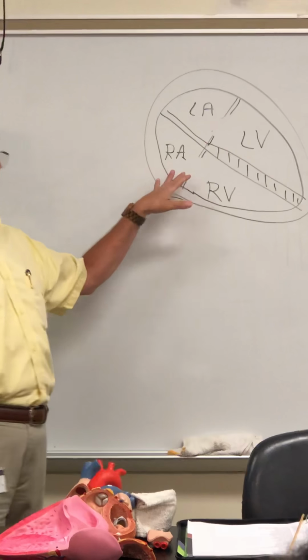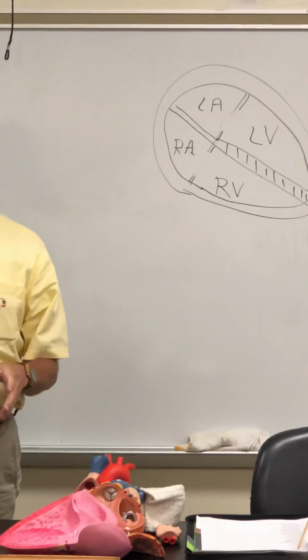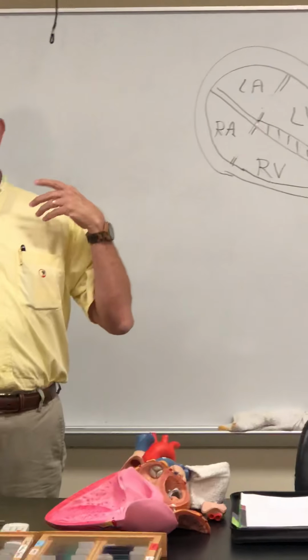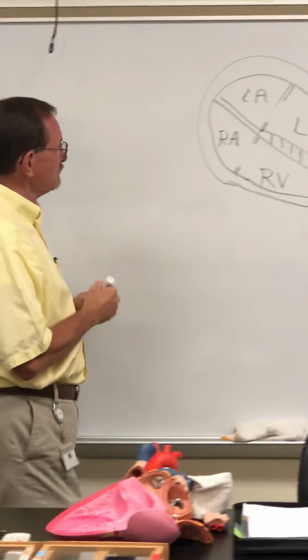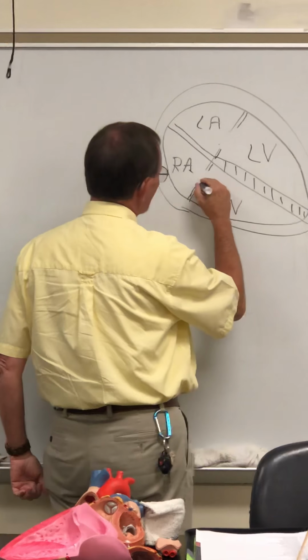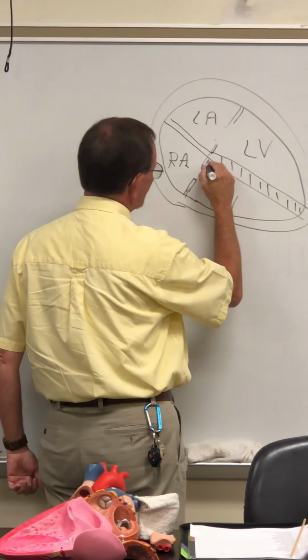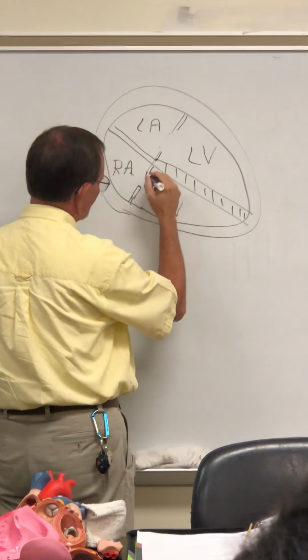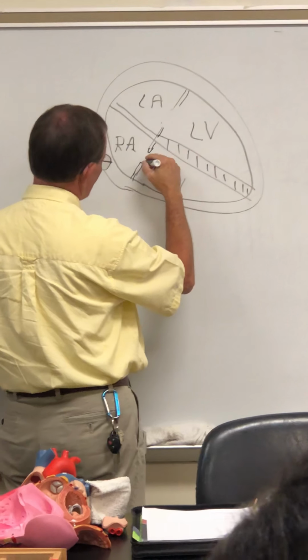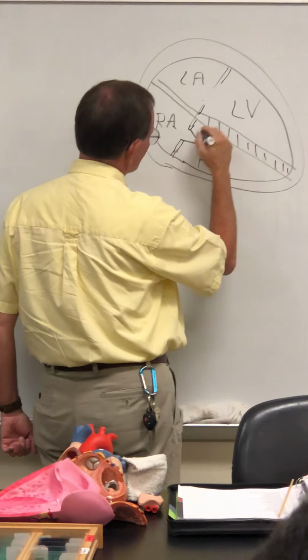The right atrium and the right ventricle are separated by a wall, but there's a hole in that wall so that blood can go from the atrium to the ventricle. It has to, right? This guy is called the tricuspid valve. Kind of opens up like this.